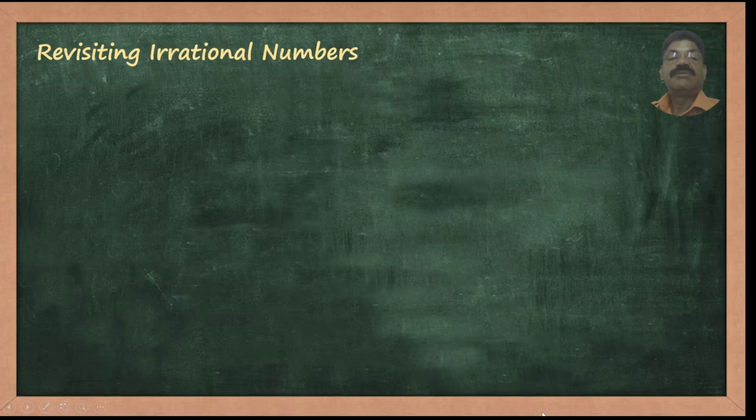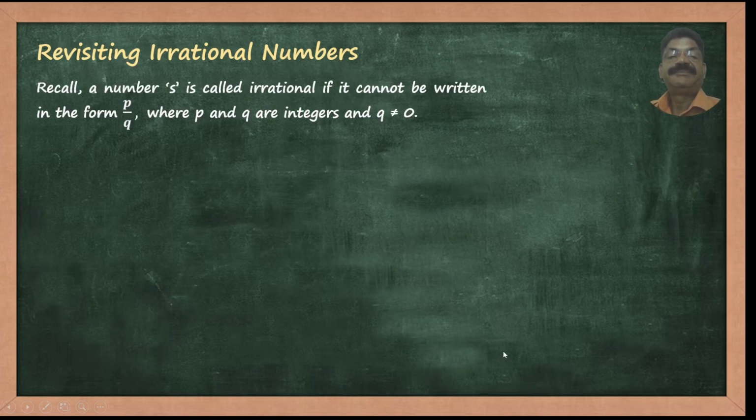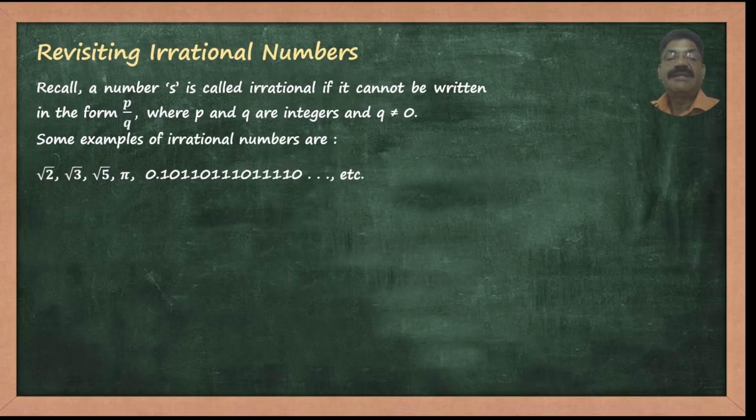Now let us discuss irrational numbers. You recollect the definition of irrational numbers. A number s is said to be irrational if it cannot be written in the form p by q, where p and q are integers and q not equal to 0. Some examples of irrational numbers: root 2, root 3, root 5. These are all irrational numbers. Within the radical sign, if a prime number is present, then definitely it is an irrational number. Pi is also an irrational number.